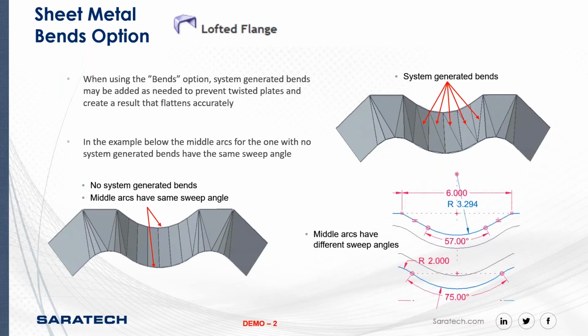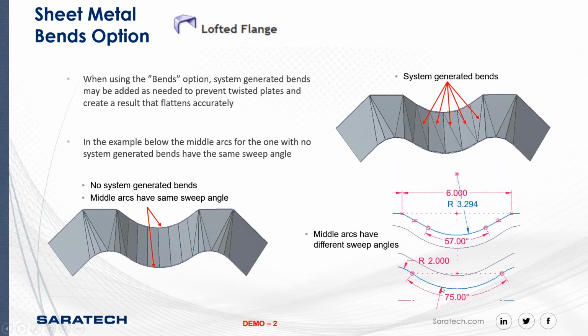Next we get into some of the bends options under the lofted flange. When we're using the bends options, the system generates bends that may be added as needed to prevent twisted planes and create a resulting flattened accuracy. You can see here down below, we've got no generated bends in the middle. Over here on the right-hand side, we've got the system-generated bends going through the parts. In this example, it shows the middle arcs of one with no system-generated bends had the same sweep angle.